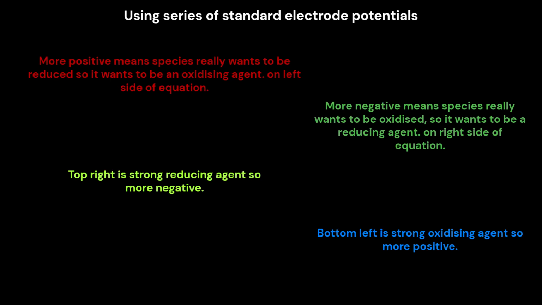Using the series of standard electrode potentials. More positive means the species really wants to be reduced, so it wants to be an oxidizing agent, on the left side of the equation. More negative means the species really wants to be oxidized, so it wants to be a reducing agent, on the right side of the equation. Top right is a strong reducing agent, so more negative. Bottom left is a strong oxidizing agent, so more positive.